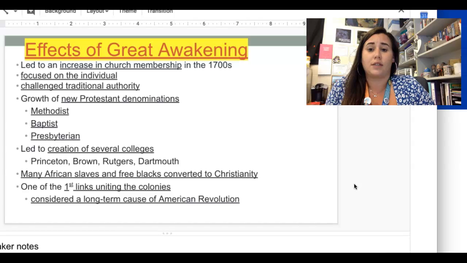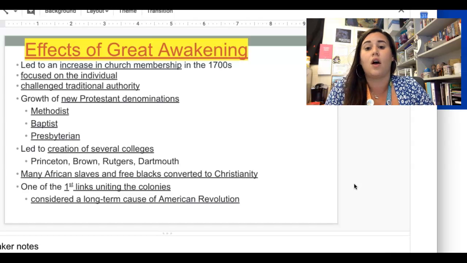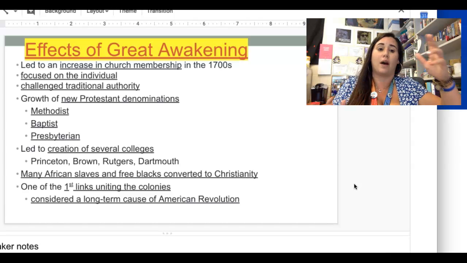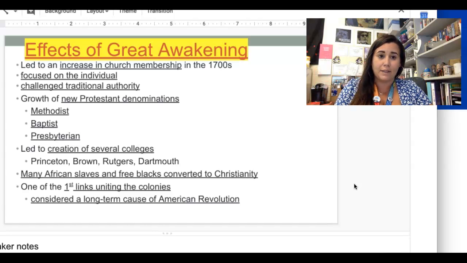Also, growth of new Protestant denominations like Methodist, Baptist, Presbyterian. A lot of you probably fall under one of those branches because they are very common here in the South. Led to the creation of several colleges. Princeton, Brown, Rutgers, Dartmouth, some of our Ivies grew out of the First Great Awakening. We begin to see the enslaved population in the colonies convert to Christianity. And this was one of the first links that united all of the colonies. Even though it started in New England, it did spread throughout the 13. So they are going to be unified by this religious revival.